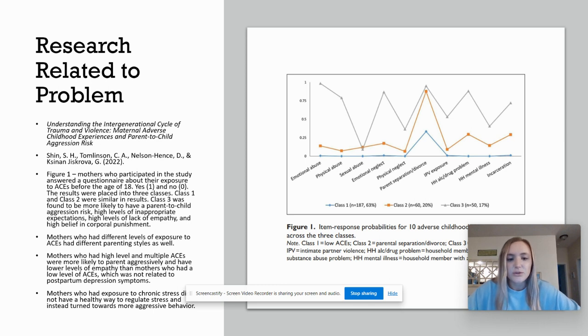And none of these results were related to postpartum depression symptoms. Mothers who had exposure to chronic stress did not have a healthy way to regulate the stress, and instead they turned towards more aggressive behavior.